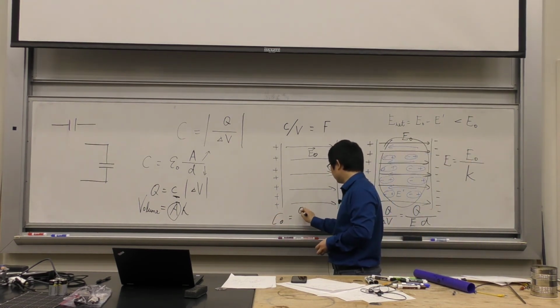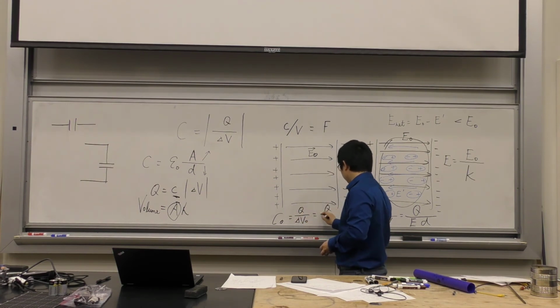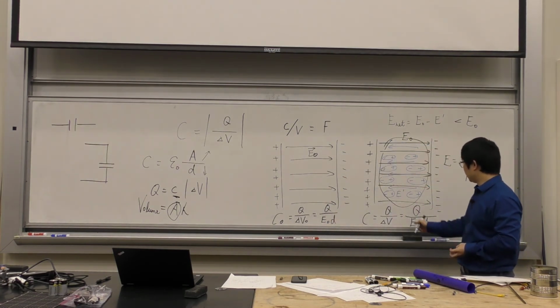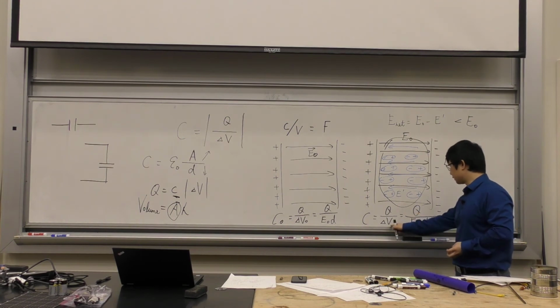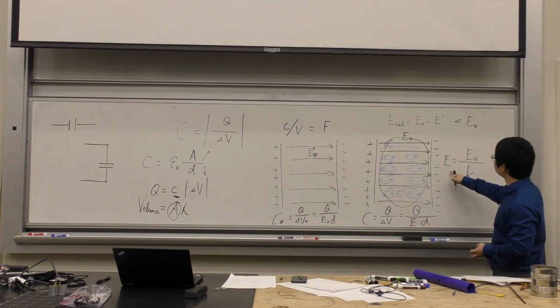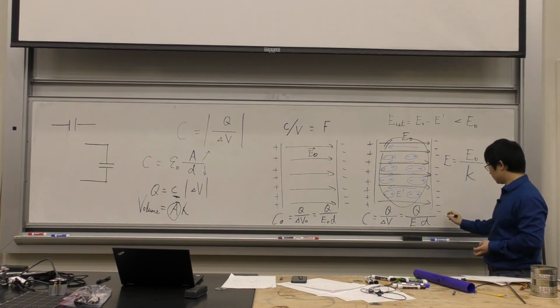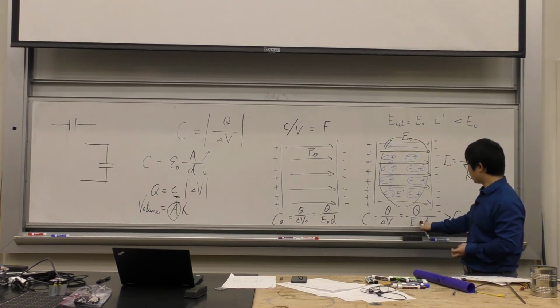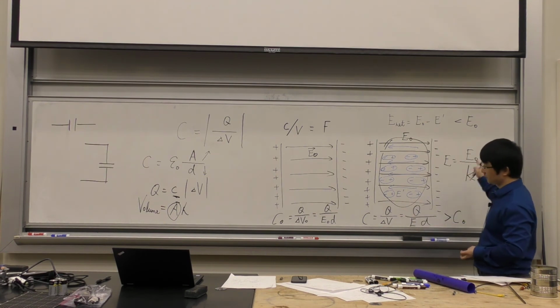It's going to be Q over V naught. It's going to be Q over E naught times D, right? Now, if you put insulators between them, Q is still the same, but the potential becomes the new electric field times D, but the new electric field is smaller than E naught. So this guy is going to be actually greater than C naught, right? Because the E is at the bottom, okay?